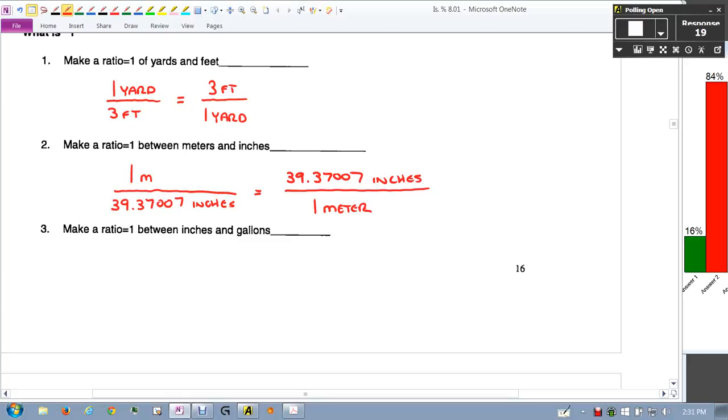Inches and gallons. You can't do that. So we're going to put N/A for not applicable. In other words, you can't convert. There is no ratio that you can set up between inches and gallons, because inches is a measurement of length and gallons is a measurement of volume, and there's not a relationship between those.